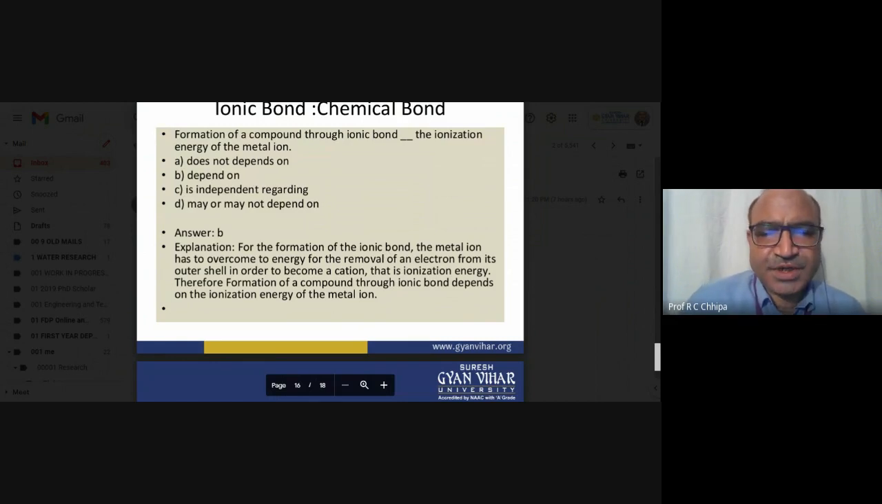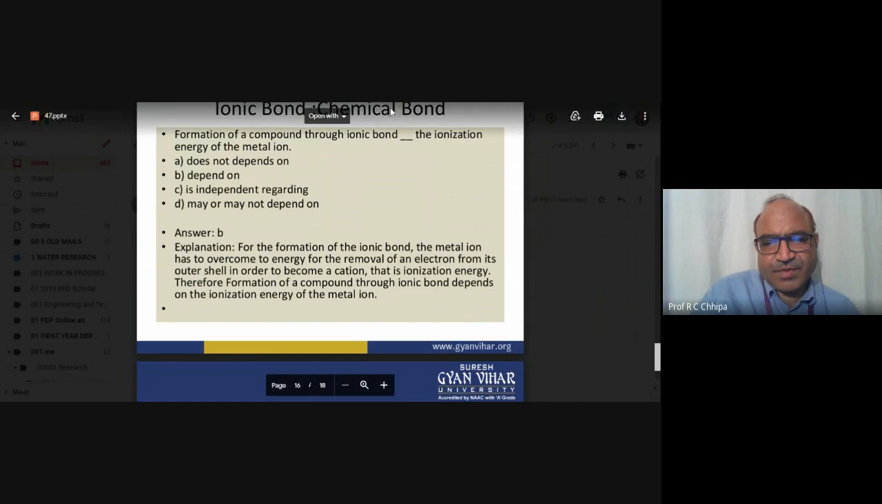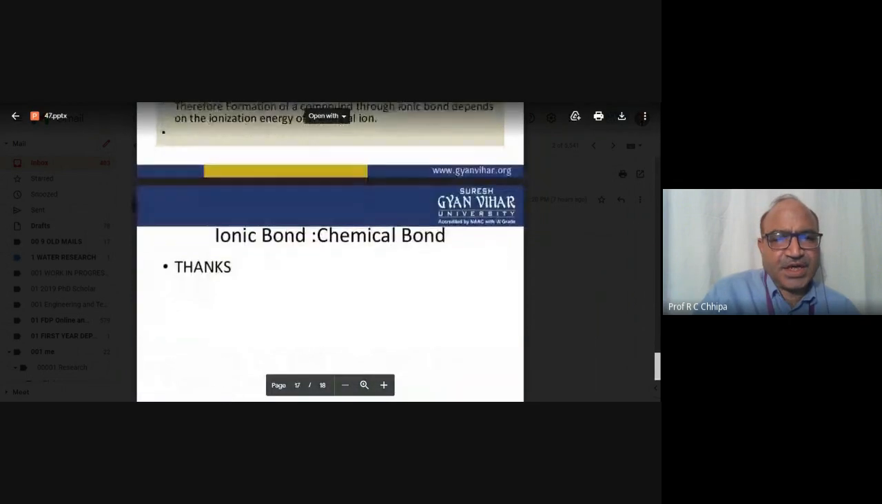So for the formation of an ionic bond, the metal has to overcome the energy for the removal of an electron from its outer shell in order to become a cation, that is the ionization energy. Therefore, formation of a compound through an ionic bond depends on the ionization energy.